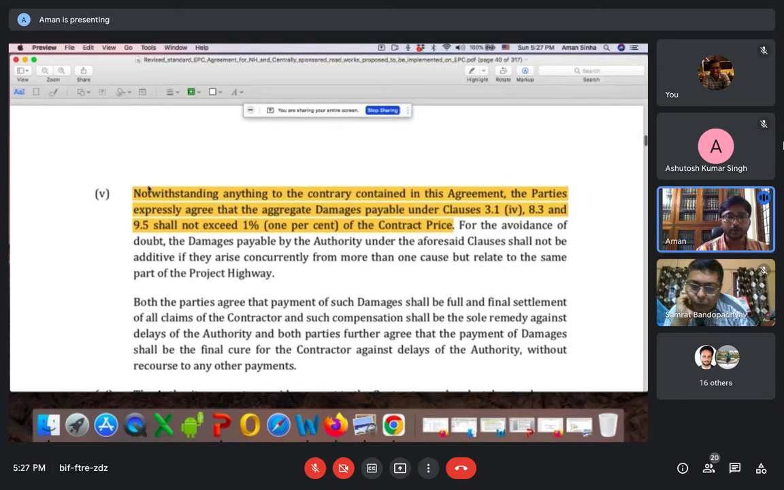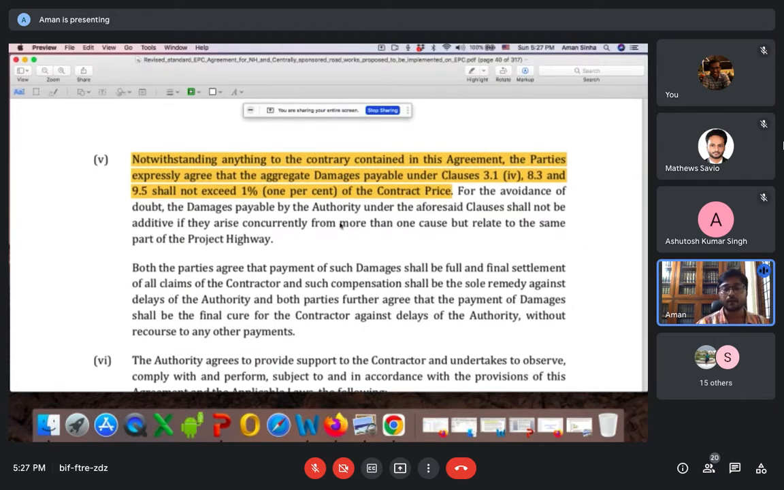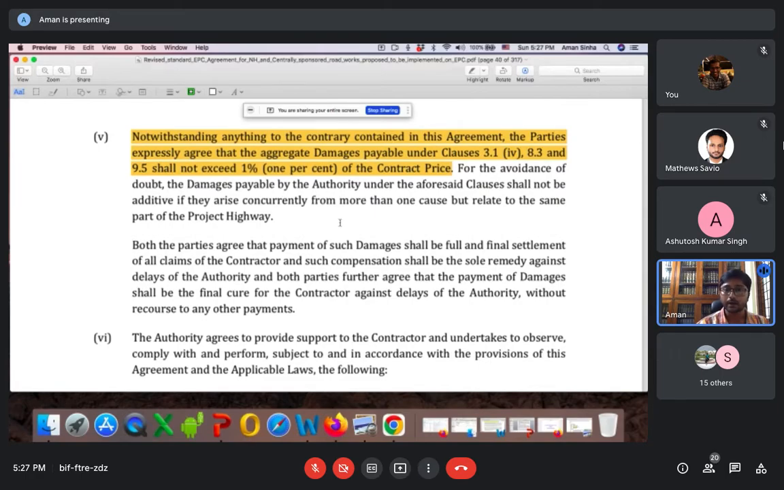And this is the non-obstante clause, which starts from "notwithstanding anything to the contrary contained in this agreement, the parties expressly agree that the aggregate damages payable under contract shall not exceed 1% of the contract price." And Section 74 of the Indian Contract Act, if you go through it, basically contains liquidated damages.